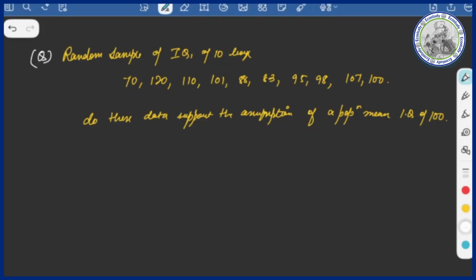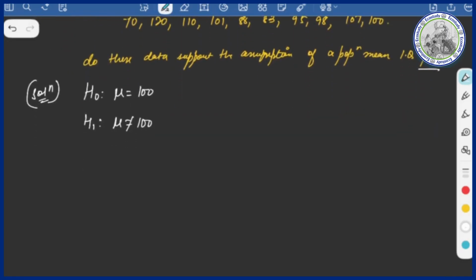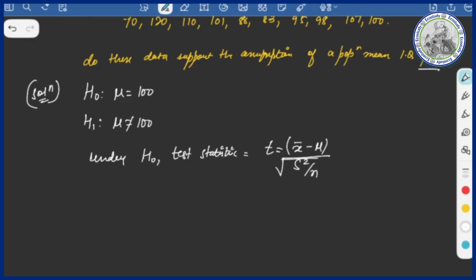Okay, so let me come to the solution. How will you solve it? See, the null hypothesis is what? Mu is given, that is 100 in the question. And what will be the alternate hypothesis? Mu is not equal to 100, because we don't know anything about the alternate hypothesis. Okay, so what is the t statistic? Under H naught, the test statistic t is X bar minus mu divided by capital S upon root n, and it follows a t distribution with n minus 1 degrees of freedom.